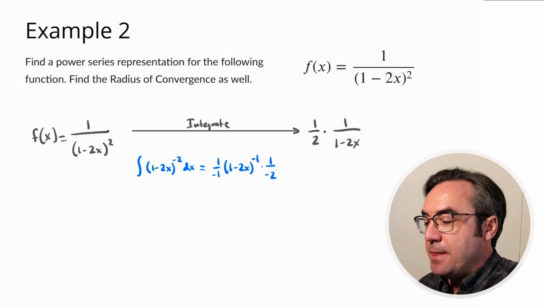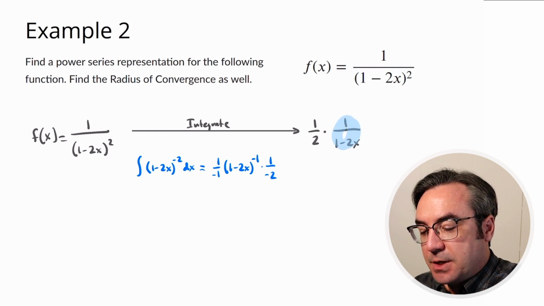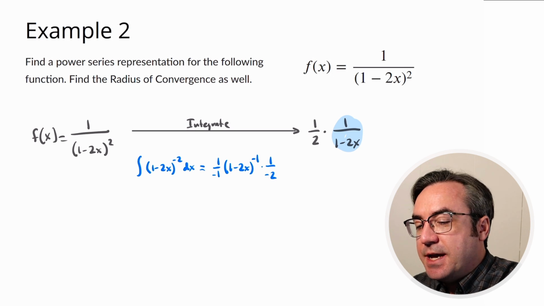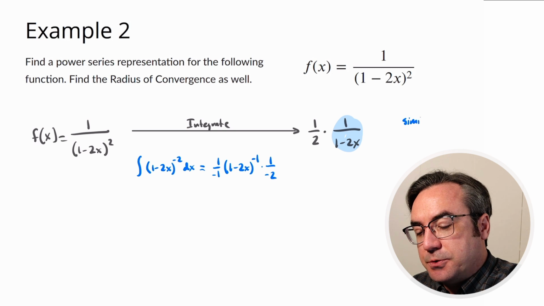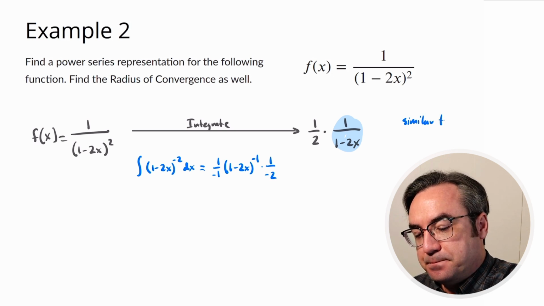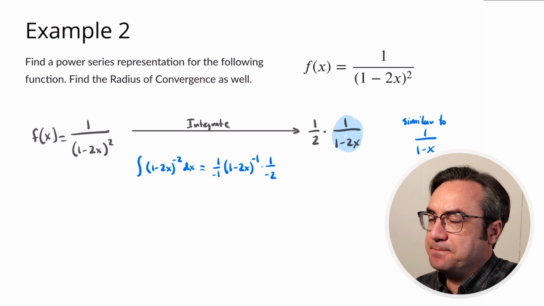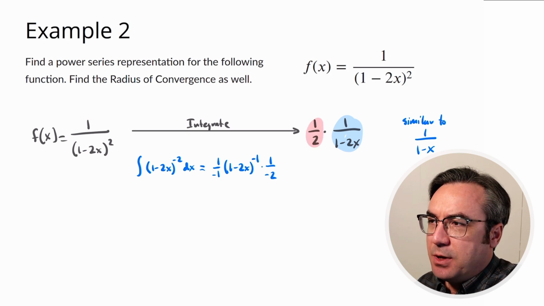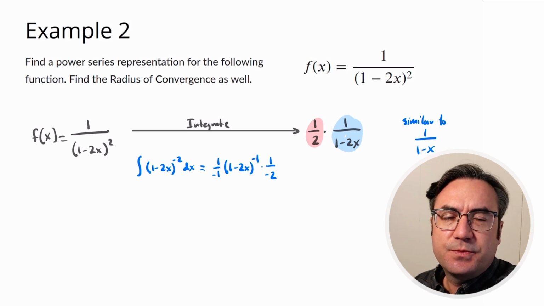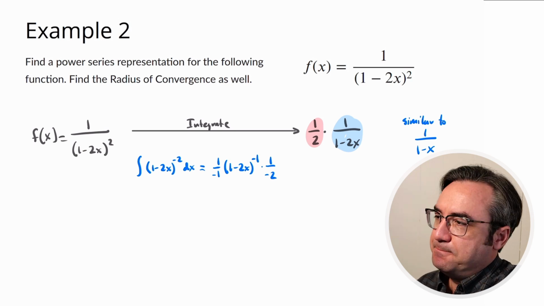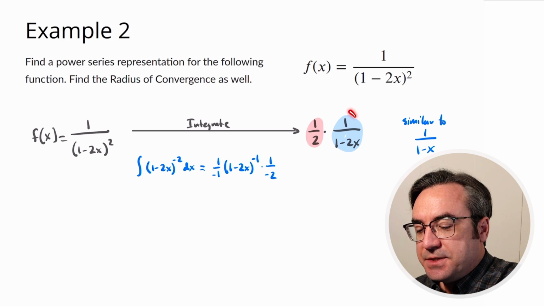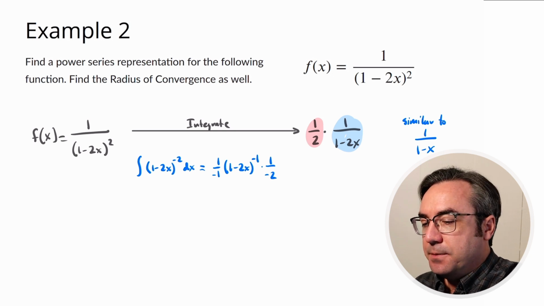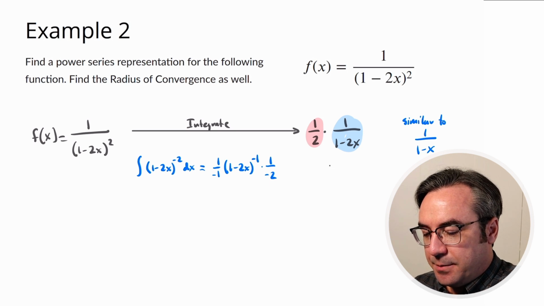Now looking at this looks a whole bunch better. So this function, it's a brand new function, but this one is actually similar to that special prototype that we've looked at, 1 over 1 minus x. We do have a constant multiple in front. This 1/2 is just a constant multiple, but we've seen how to handle that. Once we have the power series, we can multiply that in. All right, so now this is something that we can actually get our power series representation for. So that's what we're going to do. Let's get the power series.